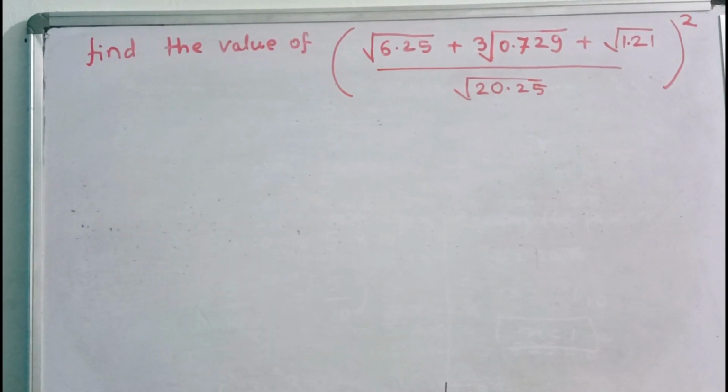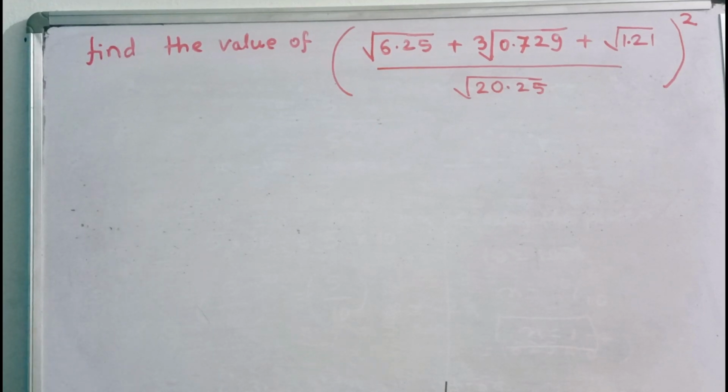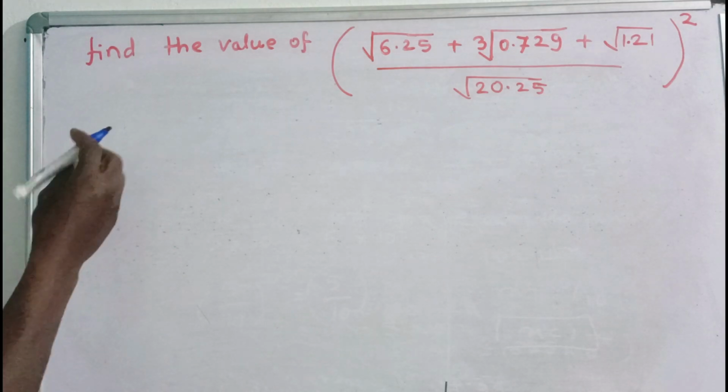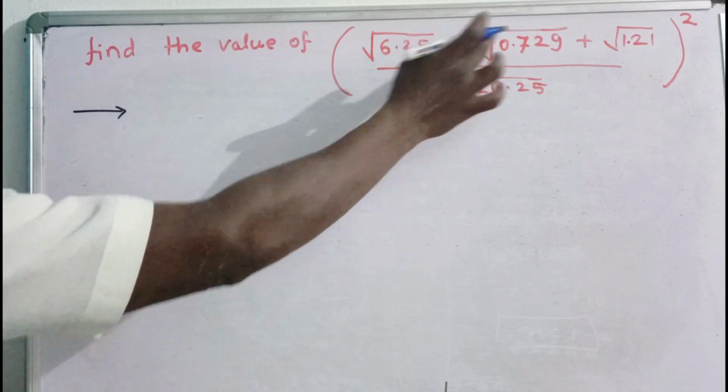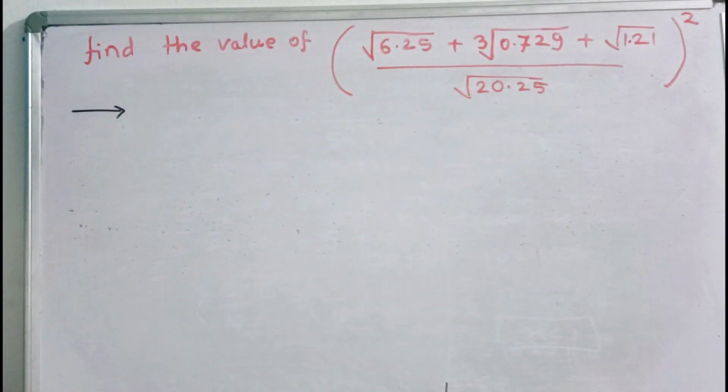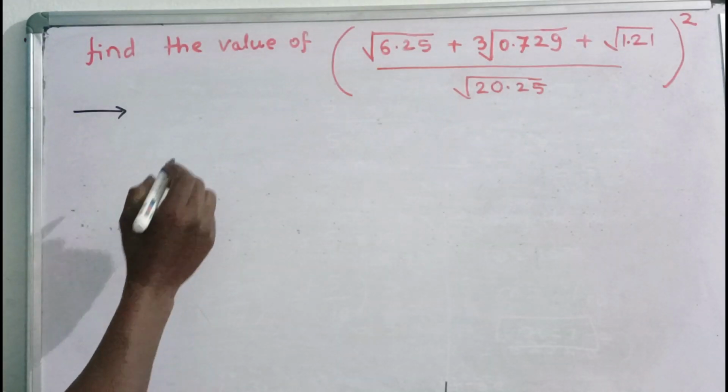Now the next problem is find the value of under root of 6.25 plus third root of 0.729 plus under root of 1.21, whole divided by 20 under root of 20.25, bracket square. Now बहुत से बच्चे इस रूट को उस स्क्वायर से कैंसिल करेंगे. कैसे?